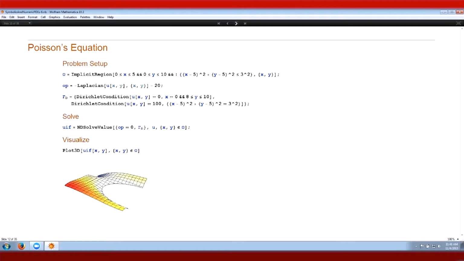The second Dirichlet condition sets the dependent variable to 100 and is on the half circle of the region. We then call NDSolveValue with the operator set to 0, the Dirichlet conditions, the dependent variable u, and x and y elements of omega, and omega is the implicit region. We visualize the result. uif is the interpolating function returned by NDSolve, and the solution is depicted below.